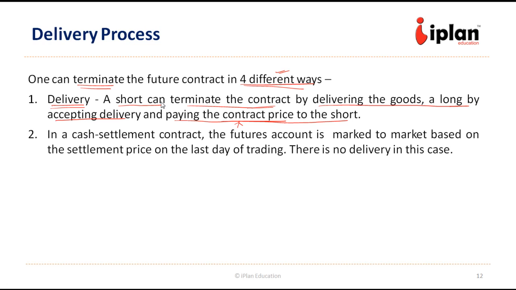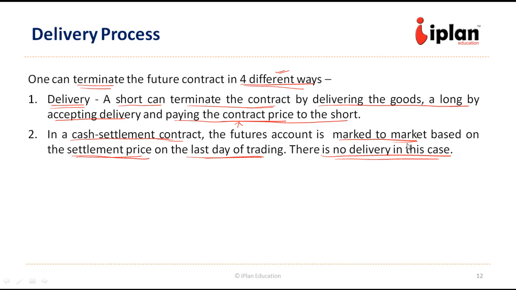There could be another way where it is a cash settled contract, where the future account is marked to market based on the settlement price on the last day of the trading. So there will be no delivery in this case. There will be a gain on one side and a loss on the other side.